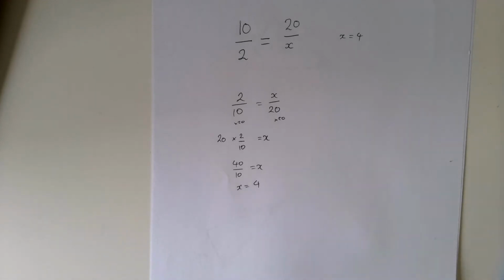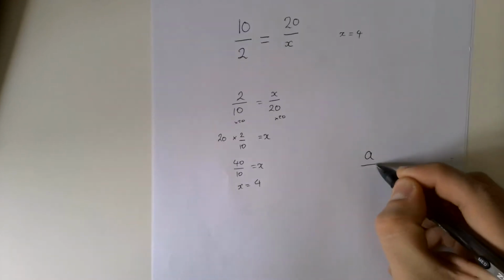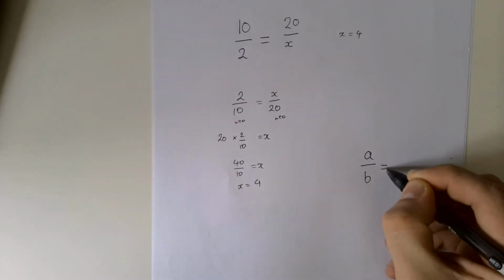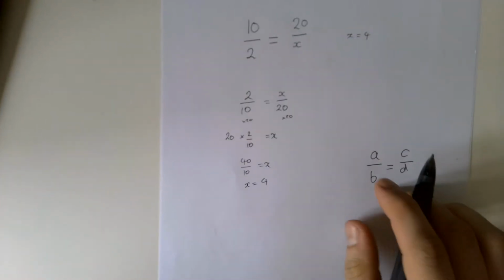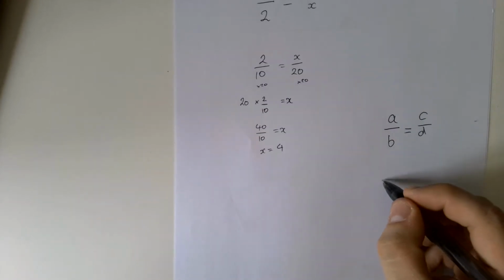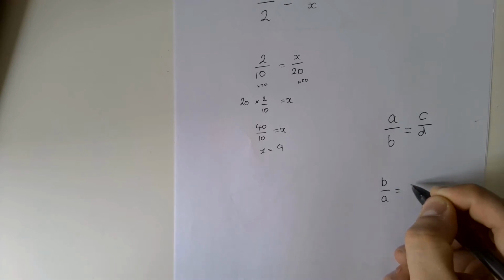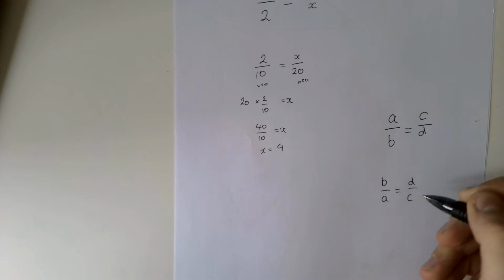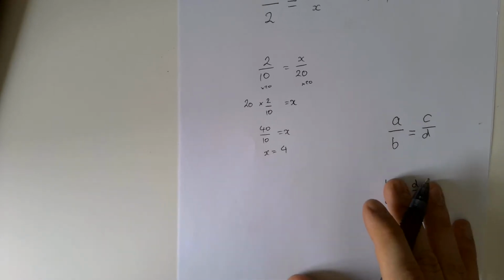And that is actually the case in general. If you have a fraction a over b, which you are told is equal to, let's say, c over d, it's completely true, and it always will be, to say that b over a is equal to d over c. It's absolutely fine just to flip your fractions round.